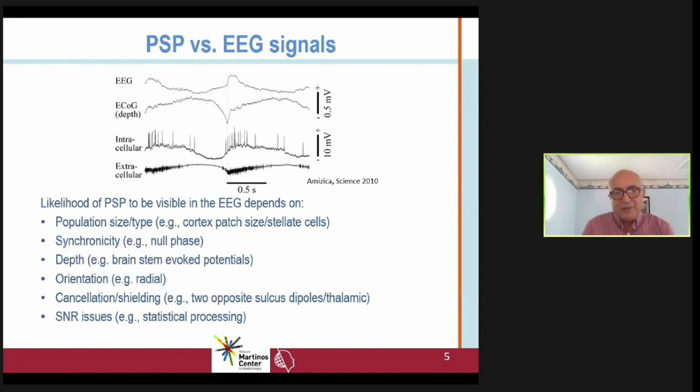Also, as the population is deeper and deeper in the brain, like in the brain stem, we have to use special tricks like averaging a very large number of brainstem evoked potentials in order to measure that. The orientation is important for capturing or not capturing neural activity. There's also a possibility of cancellation or shielding, in which you have two opposite activities in two close-by cell sides. And of course, SNR is always an issue in order to capture very small signals.